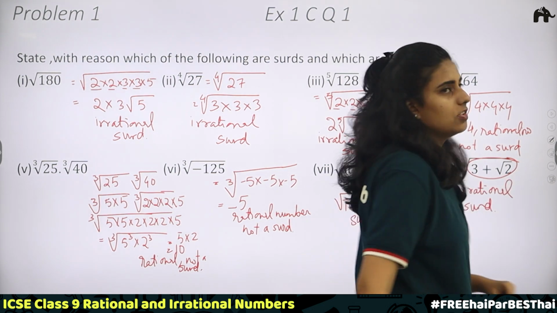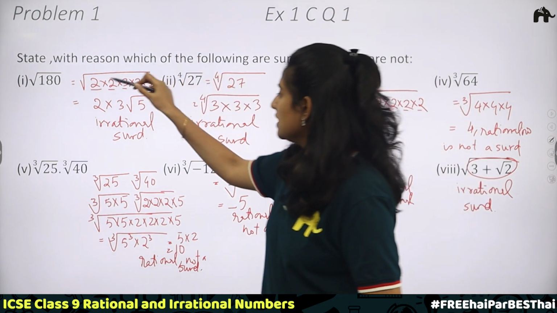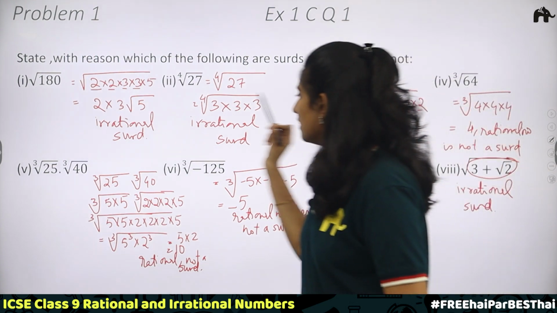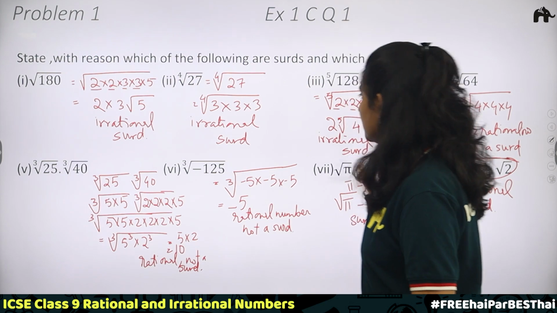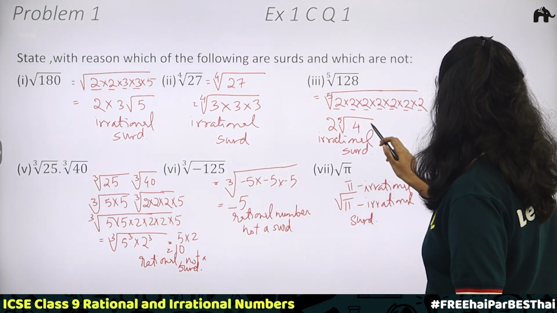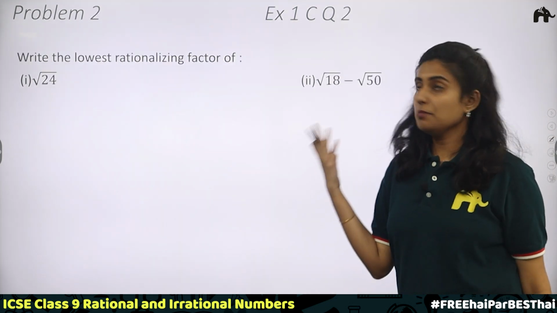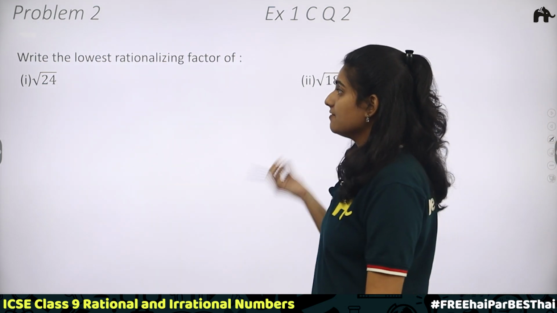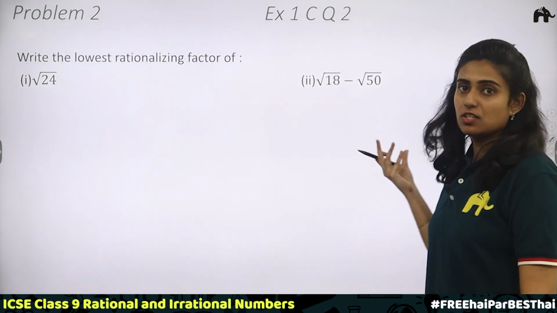Okay. So, here we have 8 questions. The first one is a surd, second is a surd, third is a surd, then fifth one is a surd. So here we have 8 questions in this; first, second, third, 7th and 8th one are the surds. Second problem, question 2 of exercise 1C. Write the lowest rationalizing factor of first one root 24 and second root 18 minus root 50.